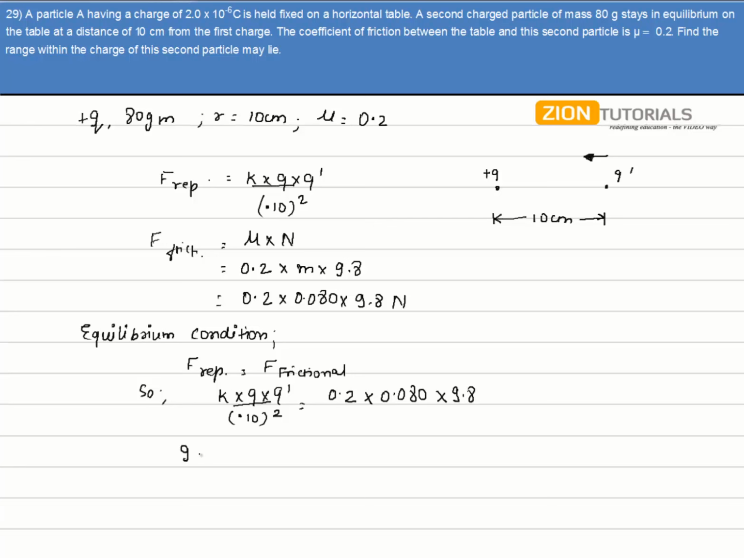Now K is 9 into 10 to the power 9. Q is given to me as 2 into 10 to the power minus 6. We have to calculate Q dash divided by 0.10 whole square, that is equal to 0.2 into 0.080 into 9.8. On solving this equation, we get the value of Q dash as 8.7 into 10 to the power minus 8 coulomb. That is my answer.